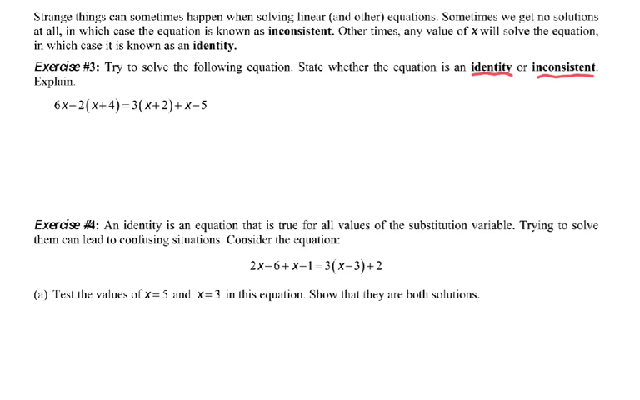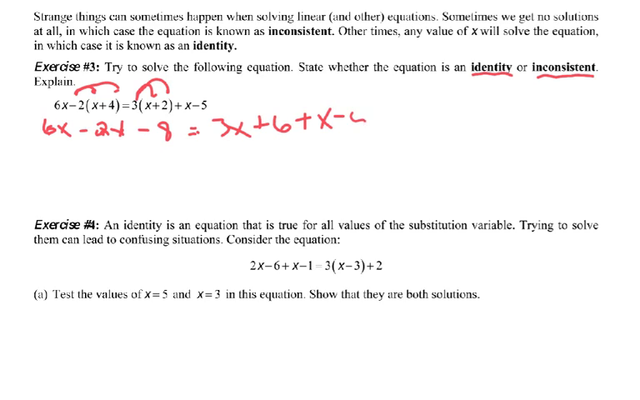So to start, we have two different distribution problems that we need to take care of first. So we're going to leave the 6x alone, but we will need to distribute the negative 2. So this becomes minus 2x minus 8. And on the other side of the equal sign, we will distribute the 3. So this is going to be 3x plus 6.